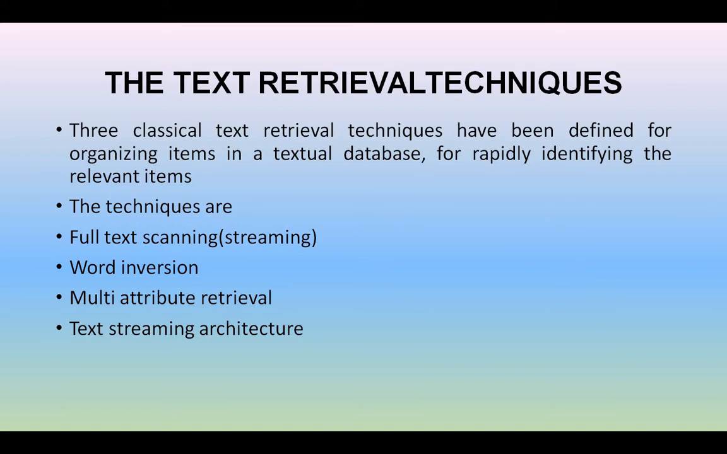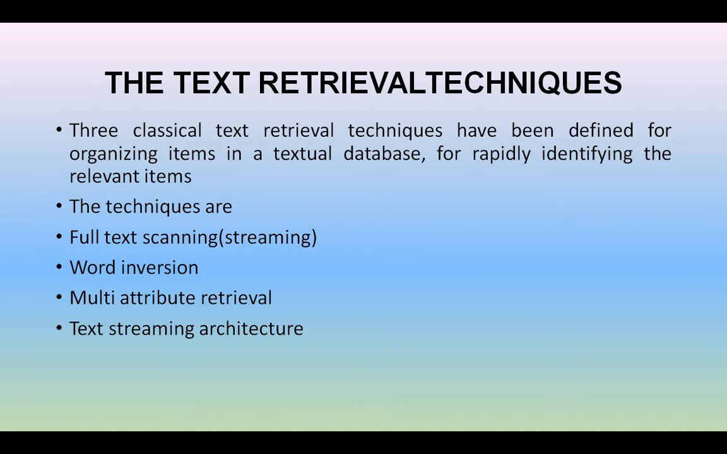Basically, the classical text retrieval techniques are here. Those are nothing but organizing the items in the textual database for rapidly identifying the relevant items. So we have to organize the set of items in the textual database for rapidly identifying the relevant number of the items. So what are the relevant items? We are going to collect them.